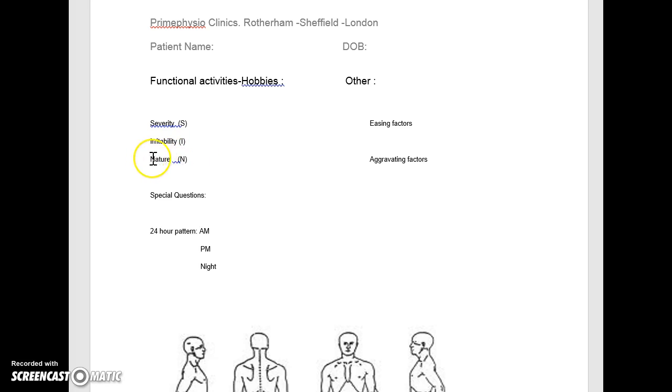Nature, we're talking about nature of symptoms. For example, patient feeling pins and needles, tingling, or sharp shooting pain. This might indicate neural nature of symptoms. Patient with diffuse, dull ache, difficult to localize on the shoulder. This might indicate arthrogenic or capsular problem.